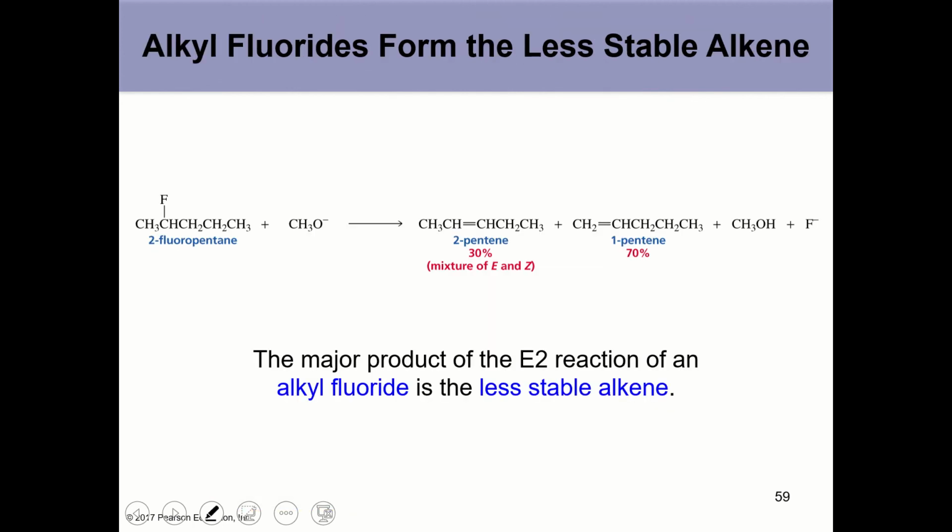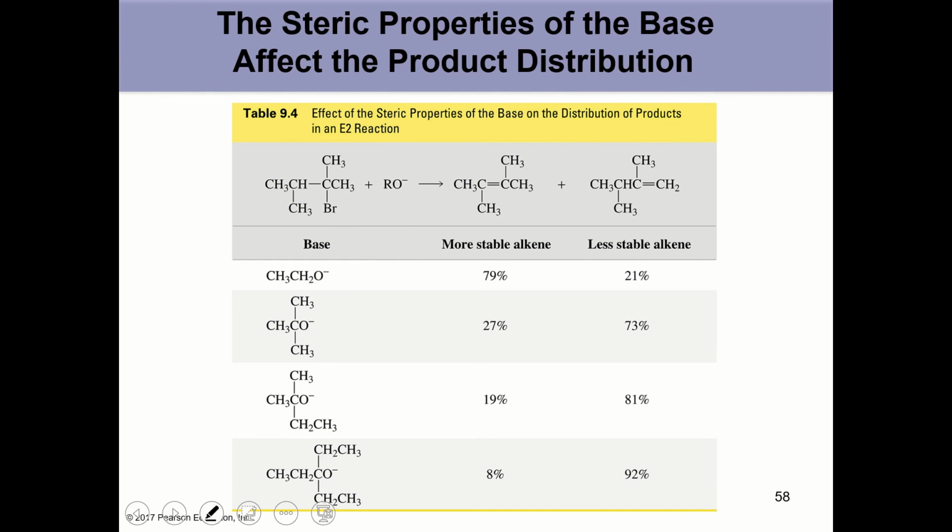And we can look at steric properties and the rate of reaction and the ratio of more stable to less stable for different bulky bases. So looking at base size, we have ethoxide, which is relatively small. The basic oxygen is bonded to a primary carbon, and that gives us 79% of the more stable alkene.